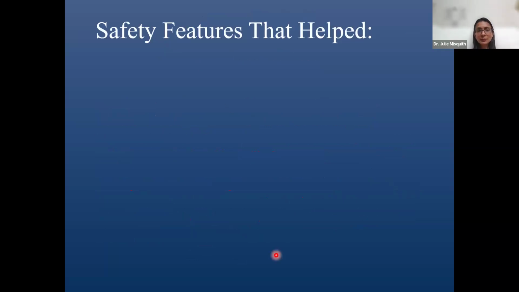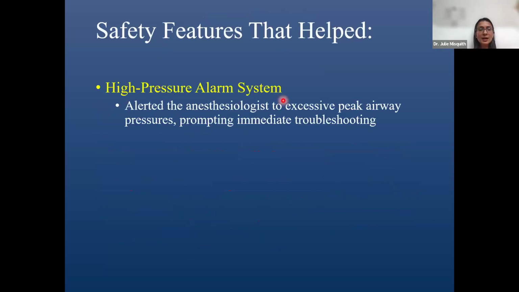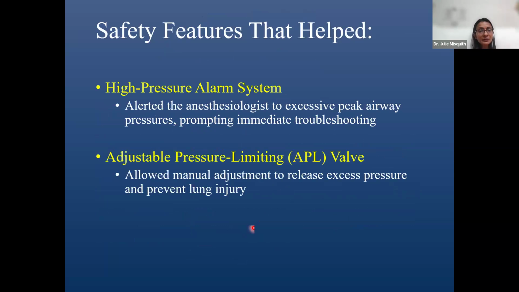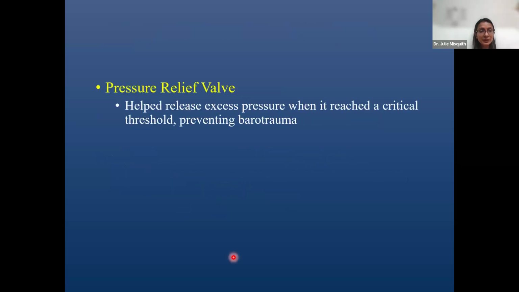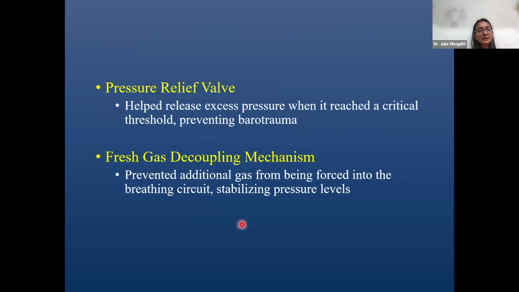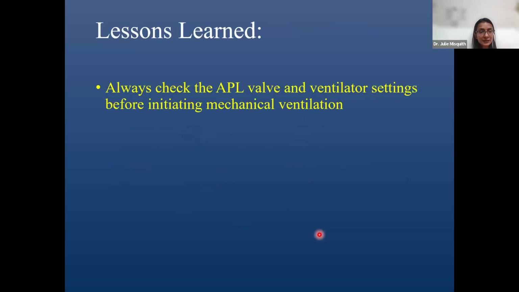So the safety features that may have helped here are the high pressure alarm system, which alerted the anesthesiologist to troubleshoot; the APL valve, once you release it, the excess pressure can be released and it can prevent lung injury; the pressure relief valve, which helped to release excess pressure when it reached a critical threshold, preventing barotrauma; and the fresh gas decoupling mechanism. So what are the lessons learned here?